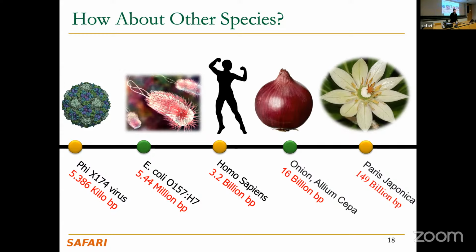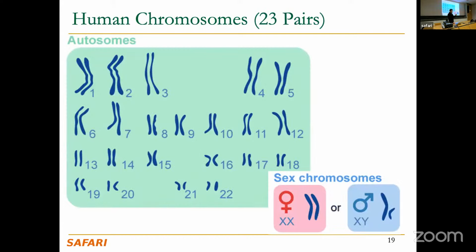So the human genome includes 23 pairs of chromosomes, 22 of them are autosomes, basically not sex chromosomes, and one of them is a sex chromosome here. One chromosome of each pair comes from one of your parents, and the other one comes from the other parent, essentially.